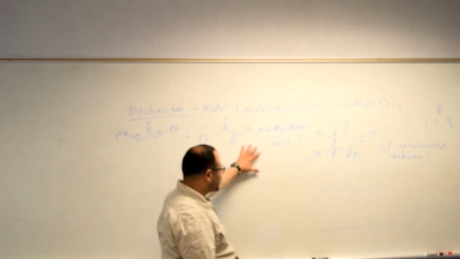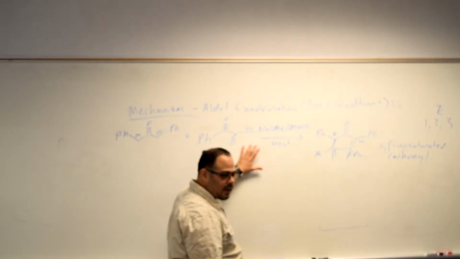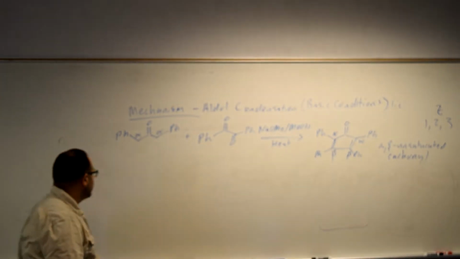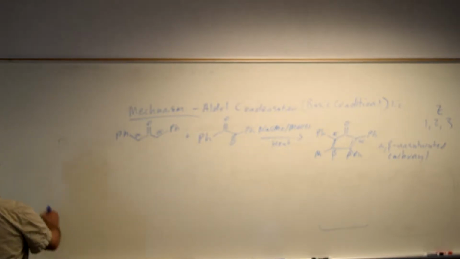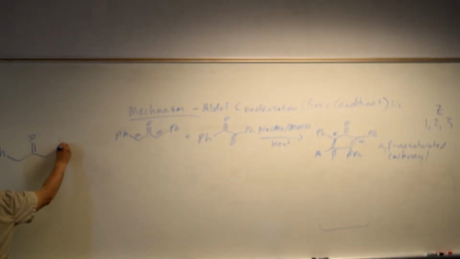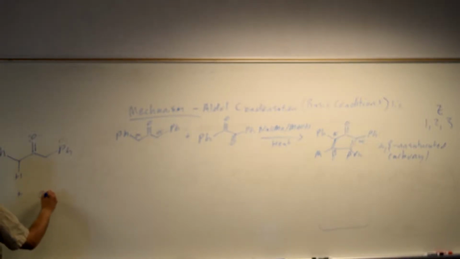So you're going to treat this with sodium methoxide and methanol and heat, and that's what's going to cause the condensation reaction. In the first step, you're going to get a deprotonation of the alpha site. I'm going to just choose the alpha site of one of them with the methoxide anion.